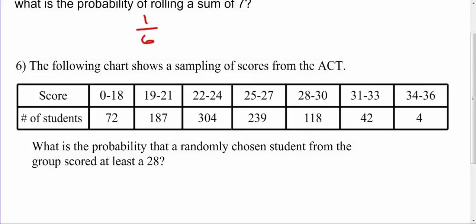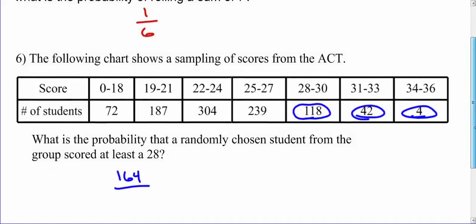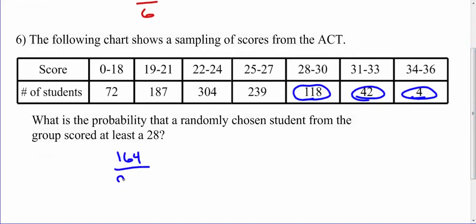All right, let's look at the next one, ACT scores. You can see the chart here, various scores. So what is the probability that a randomly chosen student from this group scored at least 28? Well, we got 3 groups of people here that scored at least 28, and you can see them right there. So we've got 118, 42, and 4, so that's 164. And the grand total number of students, if you add all 7 of these together, would be 966.